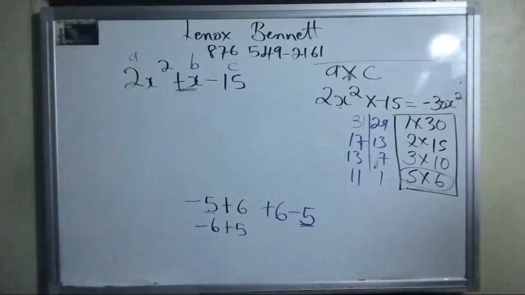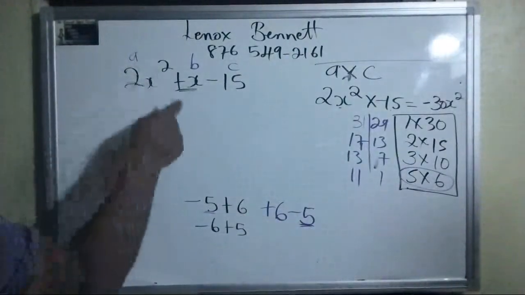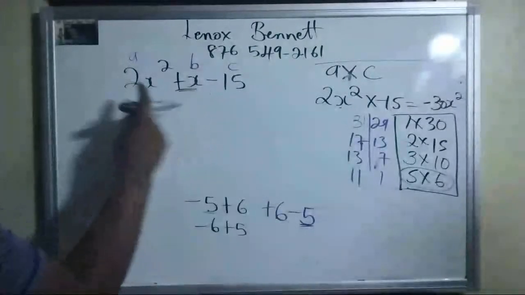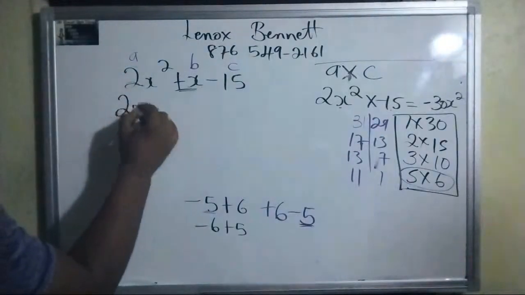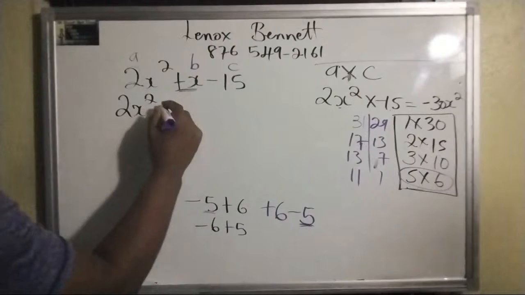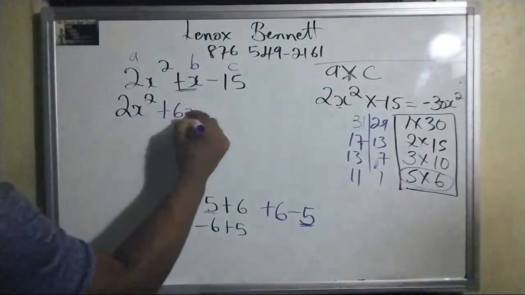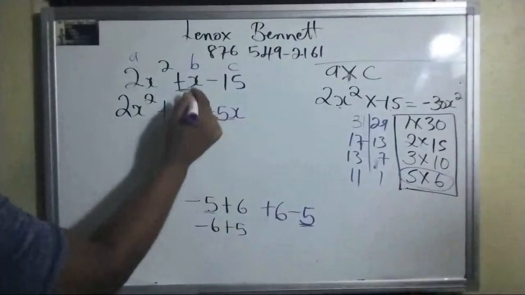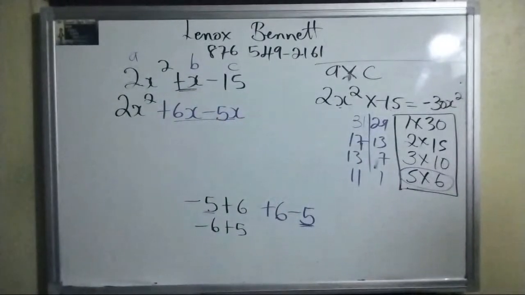So watch our style now. We're going to replace x with 6x and 5x, but we're going to set it up this way so the value of the question doesn't change. So we have 2x squared, plus 6x, minus 5x. Notice the value of this is 1. So we don't change the value of the question.